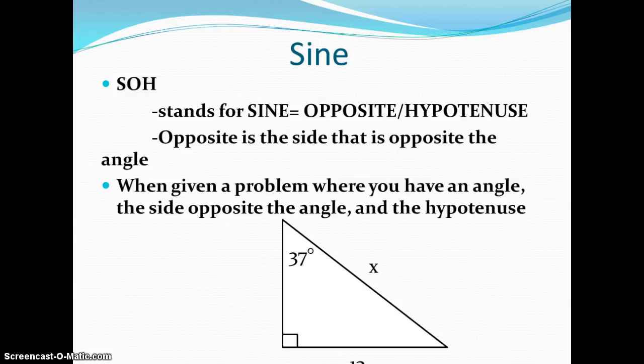So we use this when we're given a problem where you have an angle, the side opposite the angle, and the hypotenuse. So in our little triangle below we have 37 degrees, we have the side opposite, which is 13, and then we have our hypotenuse, which is x, because it's opposite the right angle and it's the longest side of the triangle. So for this problem, we would use sine to find x.